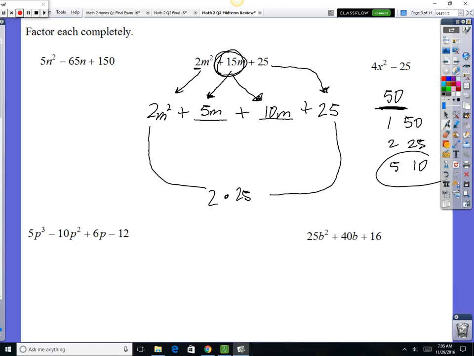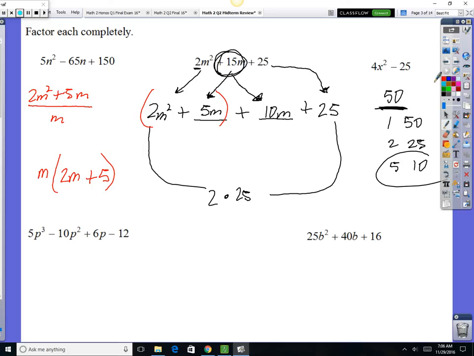Okay, now once you've got that turned into 4 pieces, 1, 2, 3, 4, you're going to group them. So I'm going to group these two together. So if I go 2m squared plus 5m, okay, 2 and 5 have nothing in common, but these both have some letters. So all I can factor out is an m. So if you factor m out of each piece, it's going to be m times 2m plus 5. Okay, now let's do the next group.